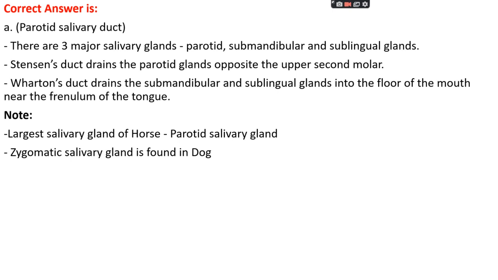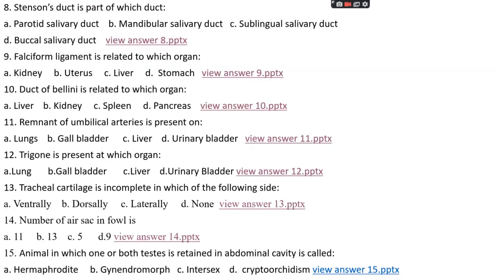There are three major salivary glands: parotid, submandibular, and sublingual glands. Stensen's duct drains the parotid gland secretions opposite the upper second molar area, while Wharton's duct drains the submandibular and sublingual gland secretions into the floor of the mouth near the free lingual frenulum. Note that the largest salivary gland of the horse is the parotid salivary gland, while the zygomatic salivary gland is found in the dog.